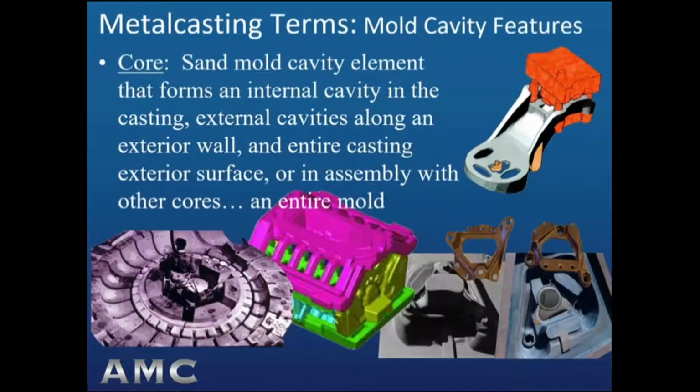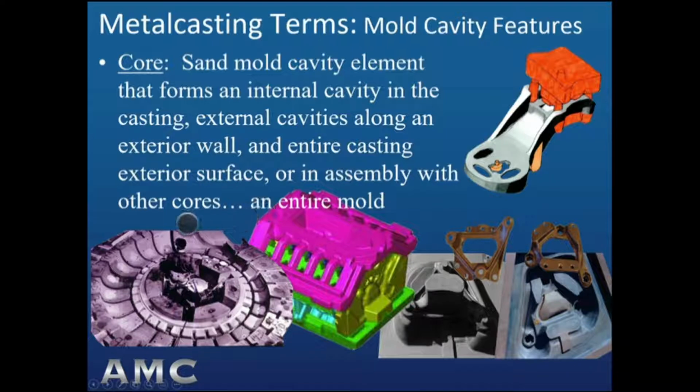Well, here's more about cores. Sand mold elements that form an internal cavity in the casting, as we have discussed, but can also form external cavities along an exterior wall, can form the entire casting exterior surface, or in assembly with other cores can form the entire mold. So here's some examples.